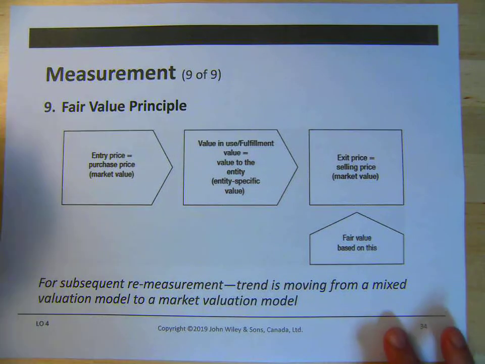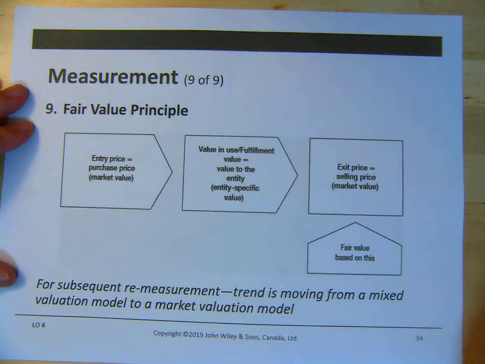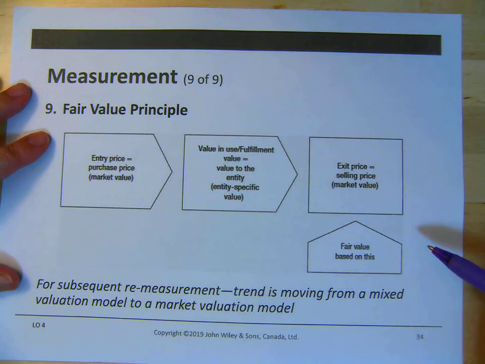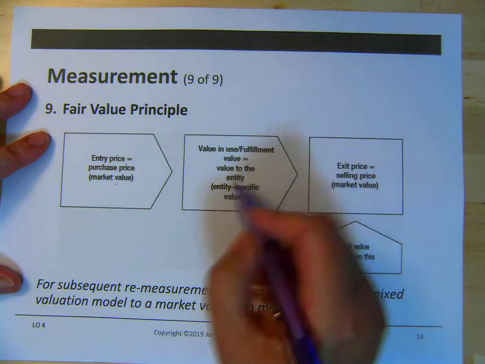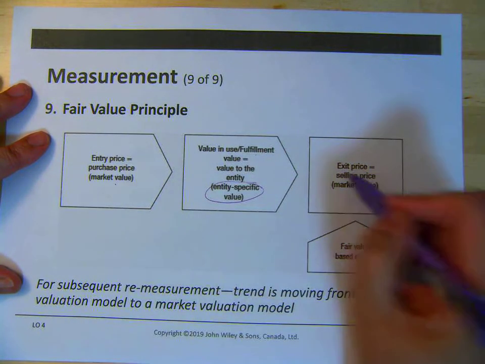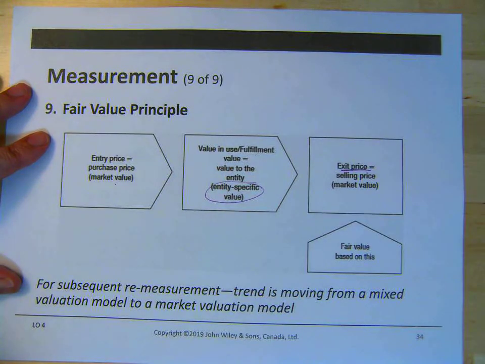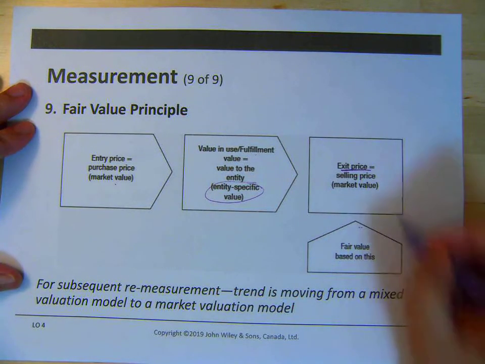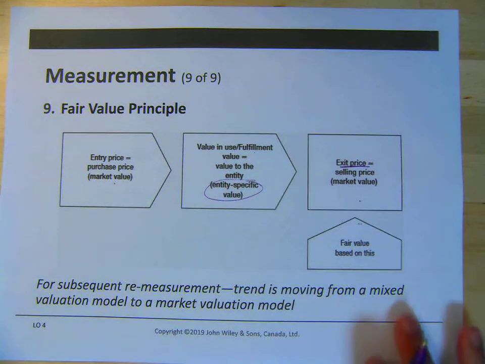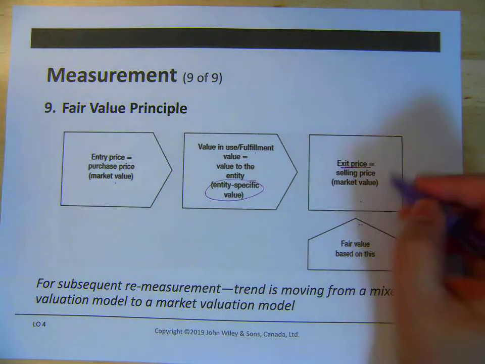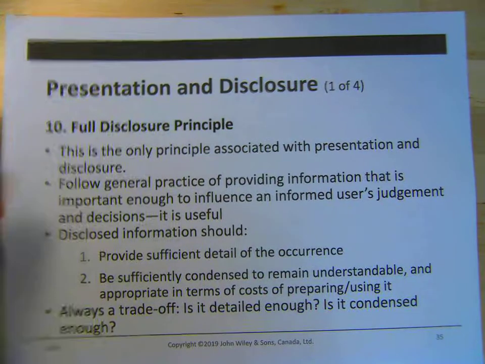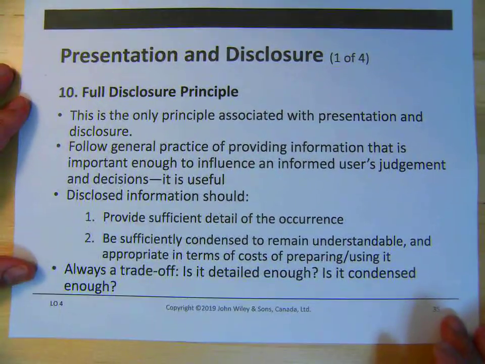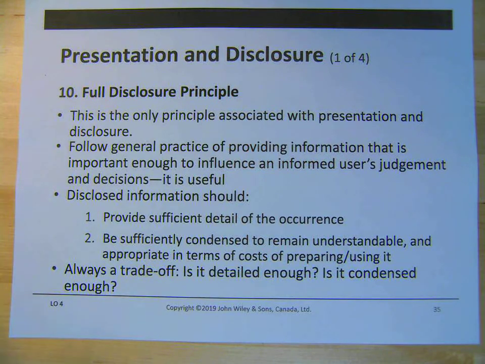Slide 34. The fair value principle. Basically, you've got the purchase price. Then you've got the values, so while you're using it. Then you've got an exit price, so that's what we mentioned in the last slide. The fair value is based on the exit price. So that's what we're going to use. And again, we'll talk about this more as we go through. Just understand a fair value principle means we can use the fair value of the asset to measure it on the financial statement. That's it.